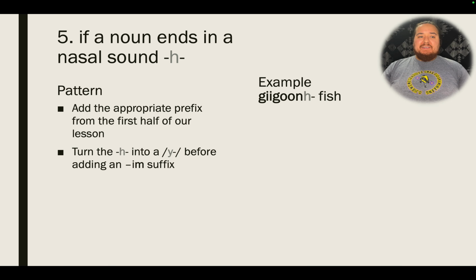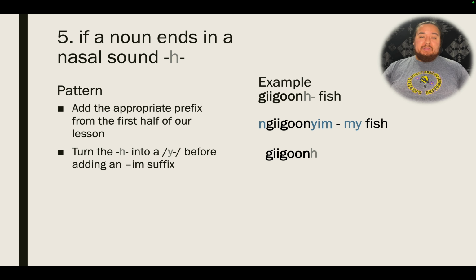So our example here is giggle. It's the only one I can think of. So we're going to attach our N suffix, because there's no vowel sound in front. So ngiggle, and we're going to change that H to a Y and then add I am. Ngiggoyim for my fish.